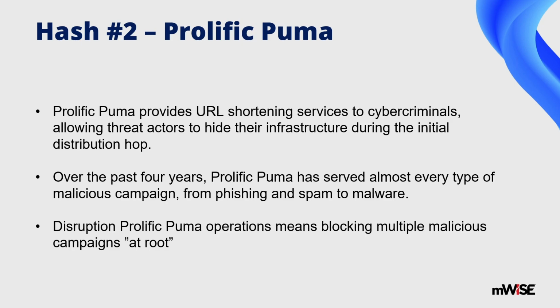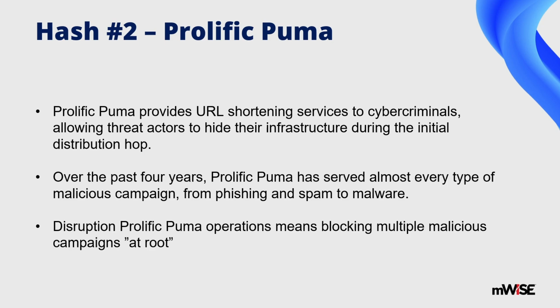Number 2 here is Prolific Puma. So they provide URL shortening services to cyber criminals that lets them hide their infrastructure. Because if you get an email that's, hey, click on this link to badguy.com/give-me-all-your-money, I'd really like your bank details, please, you're probably not going to click on that. Hopefully you delete the email, even better if you send it to your IT team, or at the very least, nobody else in your organization is clicking on it.